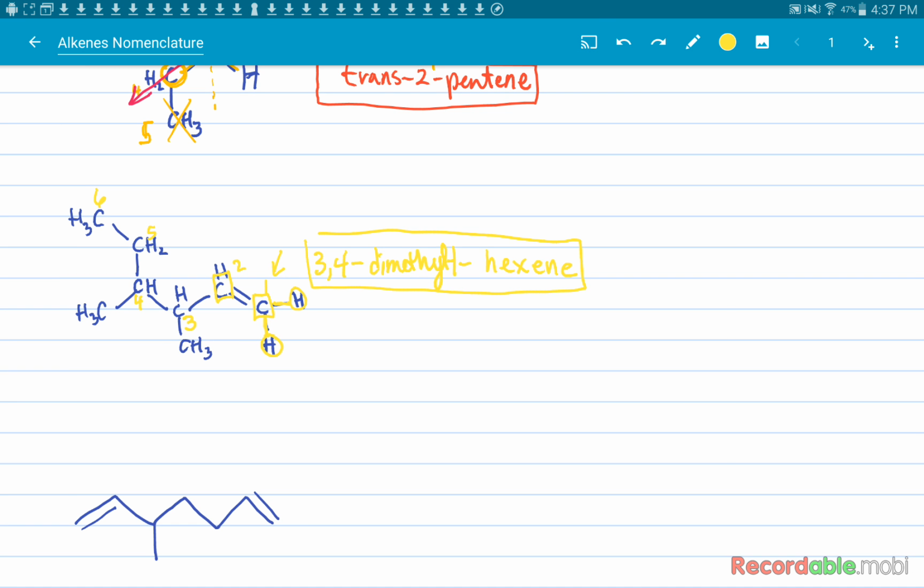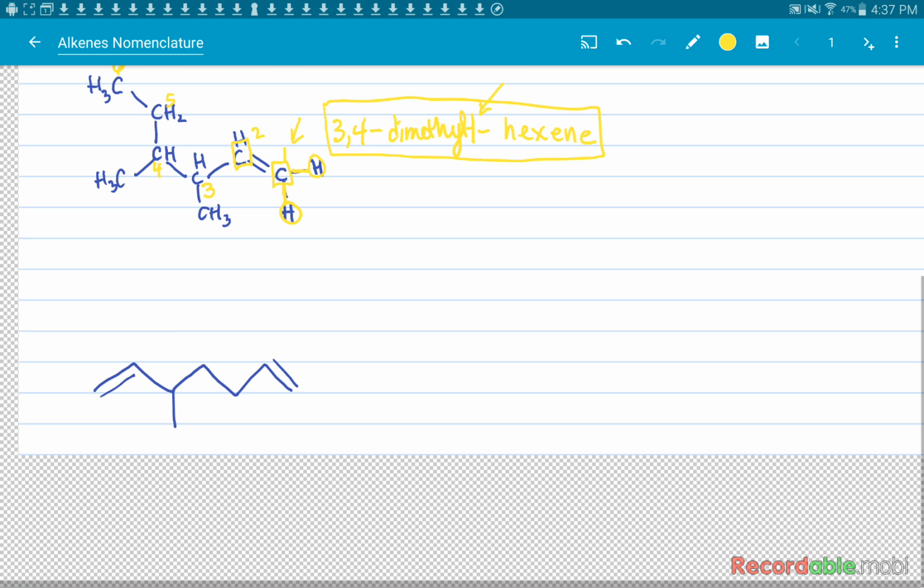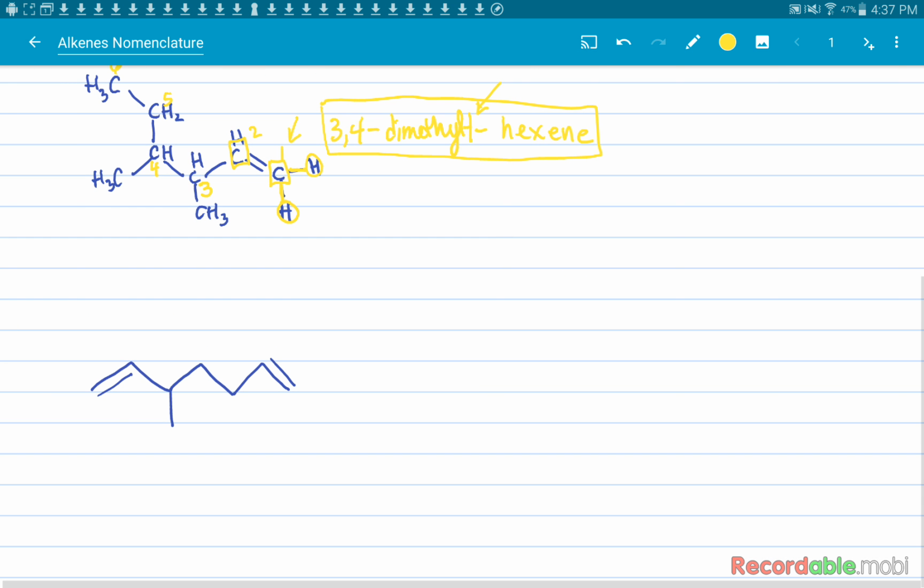So there we have the whole name, 3,4 dimethyl 1-hexene. Don't forget the 1. Even though it's a 1, we have to say that the double bond is not between 2 and 3. It's not a 2-hexene, it's a 1-hexene. All right, let's do the next one here.